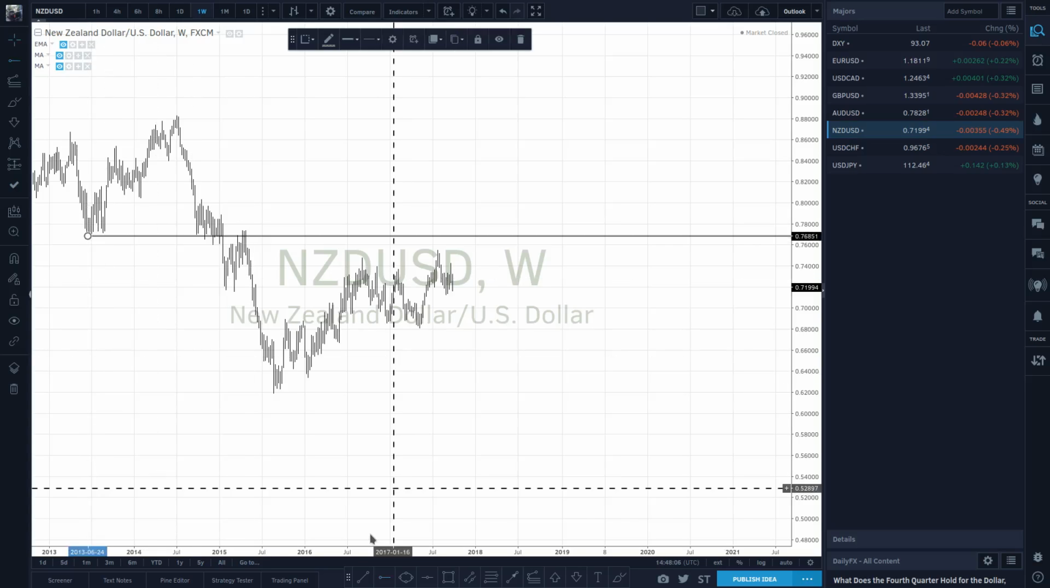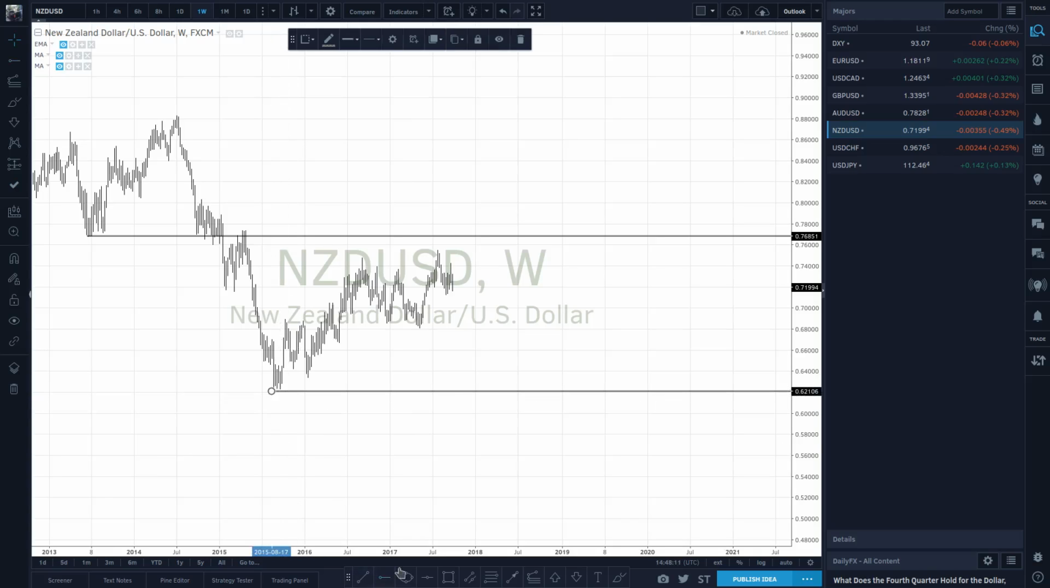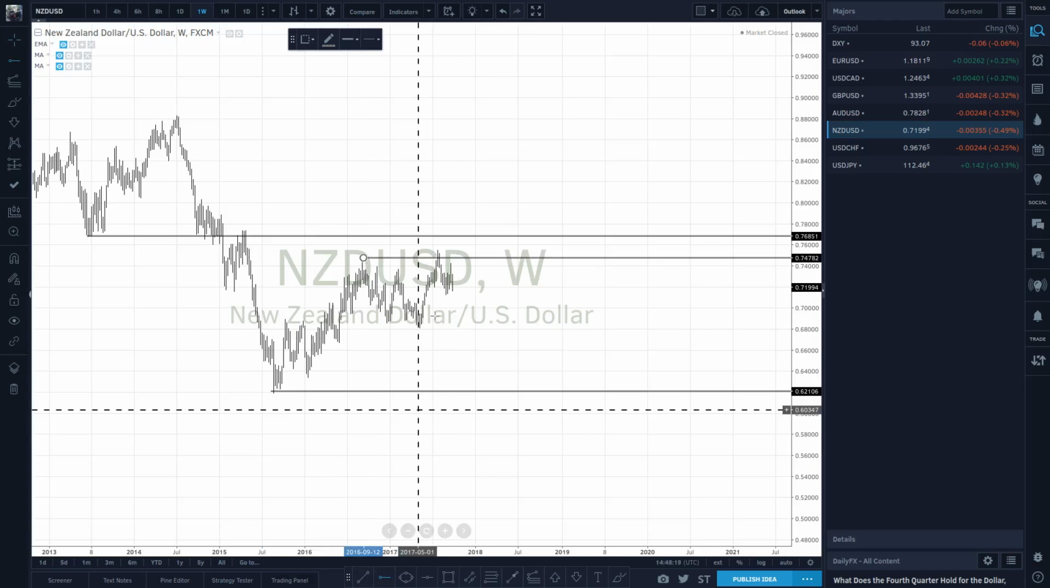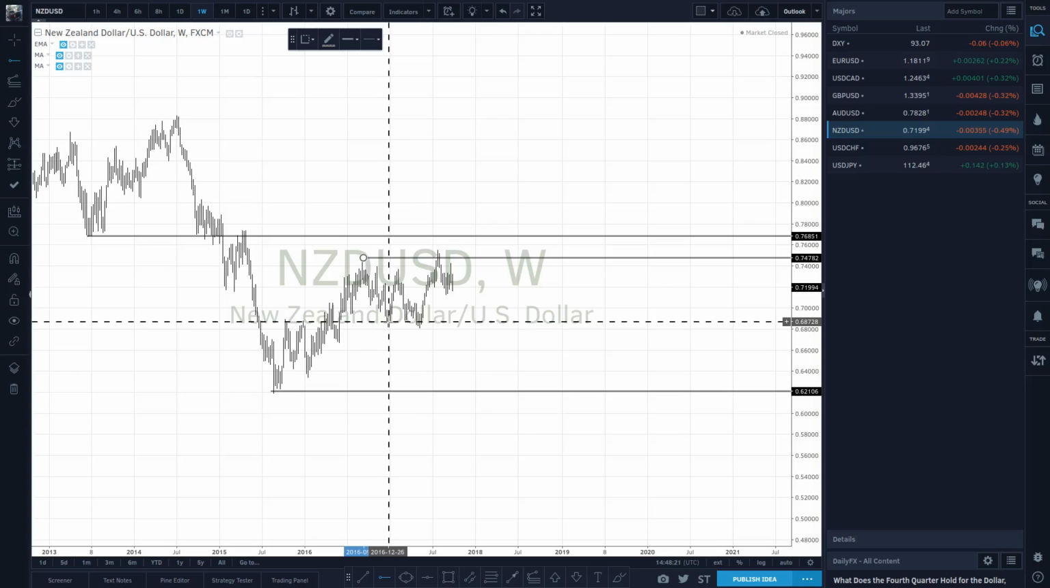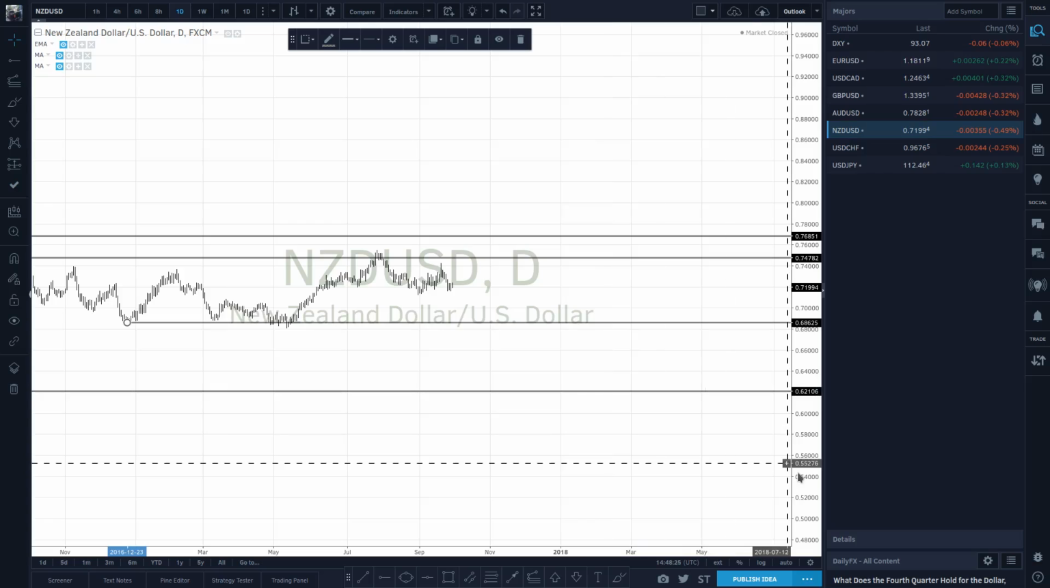We have one here. Got this low. This definitely looks like it's acting as an axis currently. So is this one right here. Okay, let's get down to a lower time frame.